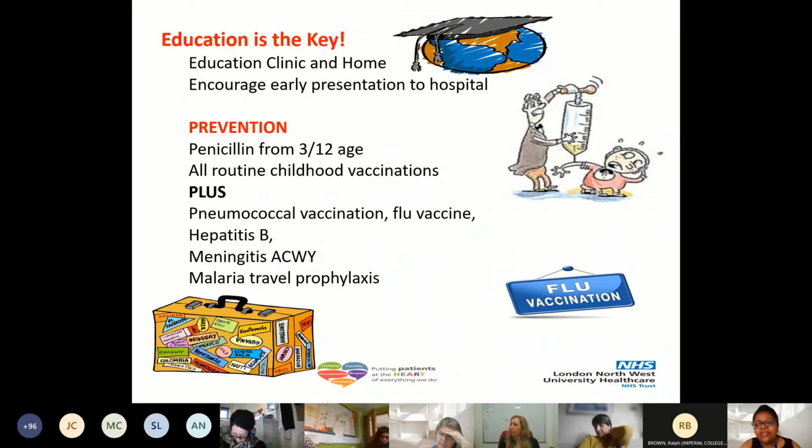Also, parents need to make the haematology consultant aware that they're taking the child abroad, so the child's blood can be checked and everything's in place for that child, and the child's well enough to travel. So it's really important. The preventative side and education is really the key in these circumstances.